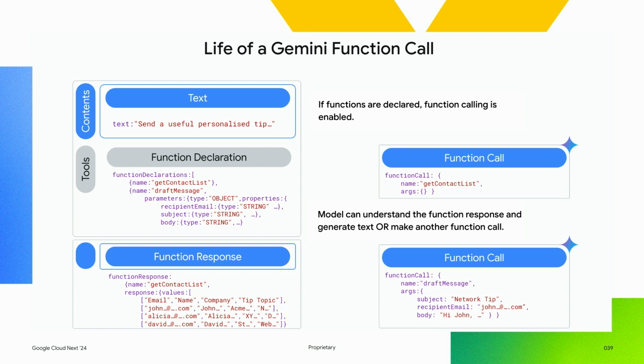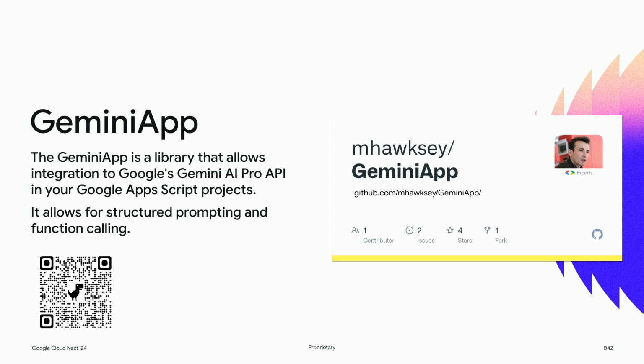Gemini interprets that data and decides whether or not we should be calling this draft email function, which we then run locally. We then take any response we get back from that function, put it back into Gemini, and so on and so on, which sounds really quite complicated. And fortunately, we've simplified it.